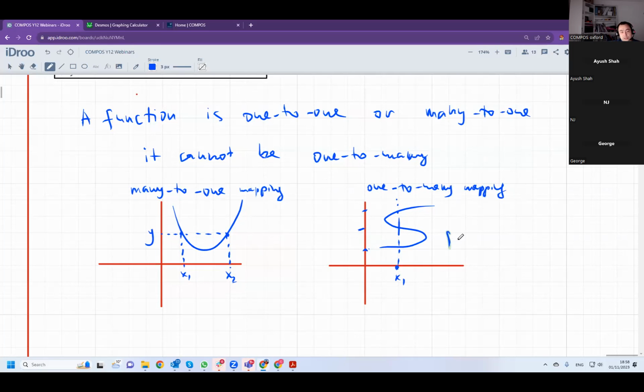So this is not a function. With a function, you always have to know, if you know x, you always know y. This is how functions work. If you know what you're putting in, you know what you're getting out. If you're putting in x and you don't know what you're getting out, that's not a function.